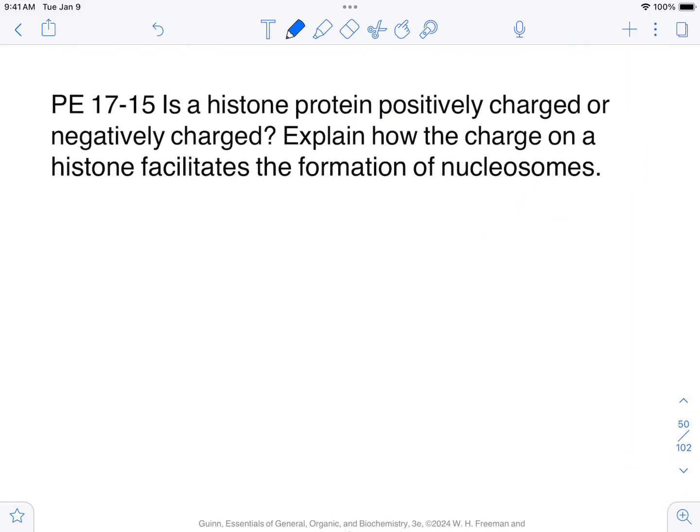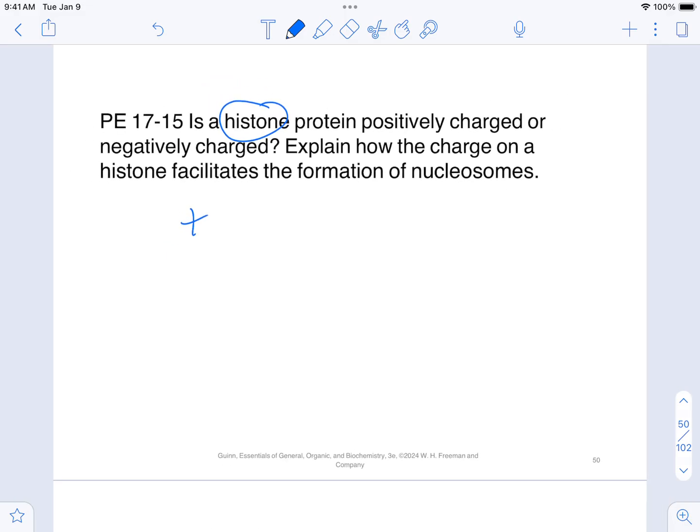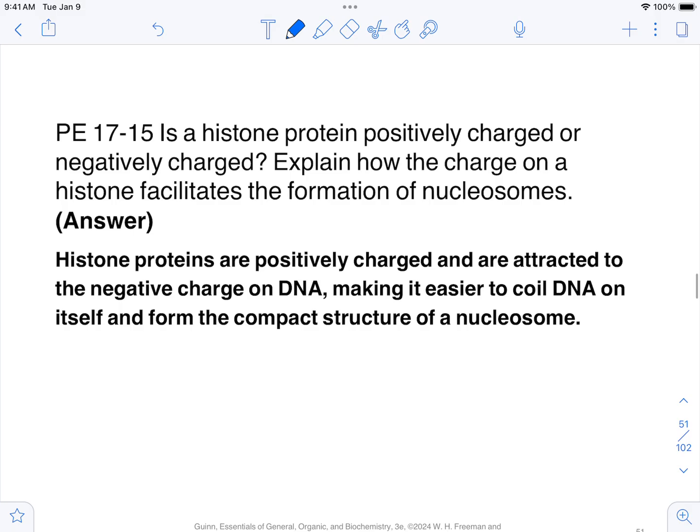Is a histone protein positively charged or negatively charged? And then explain how the charge on a histone facilitates the formation of nucleosomes. So we know that histones are positively charged, and they are attracted to the negative charge on the DNA molecule. And that just makes it easier to coil the DNA on itself and then form that compact structure of a nucleosome. Again, if this was not coiled, this would be over 1 meter long. So it's a good thing that it can be coiled.